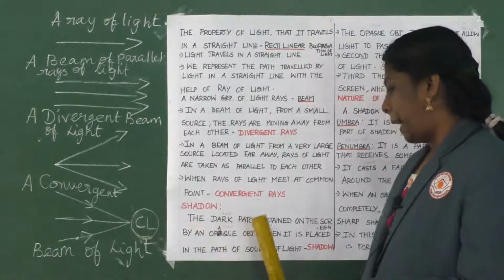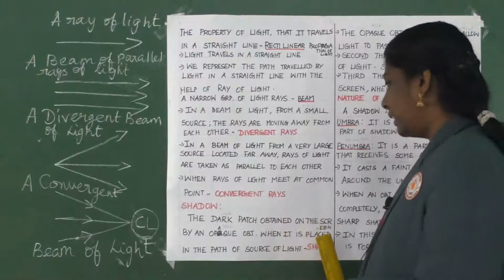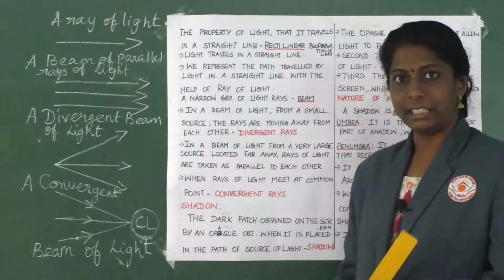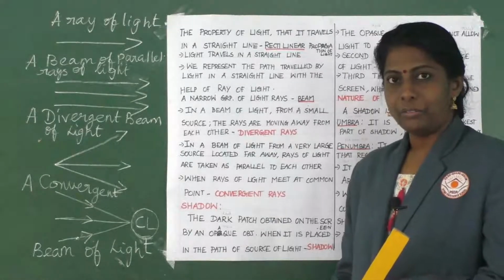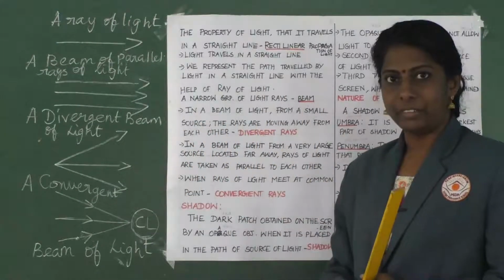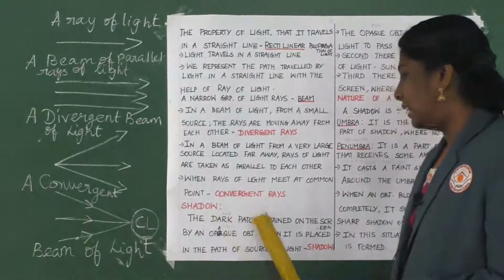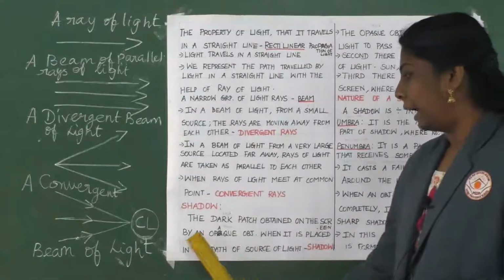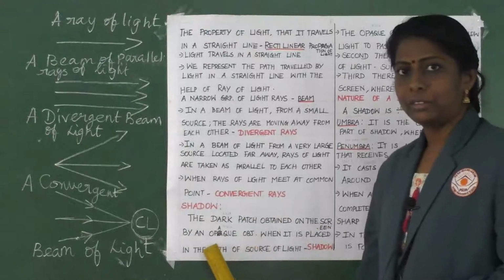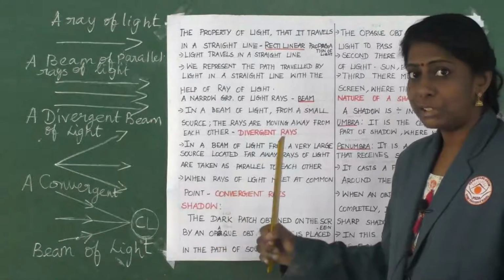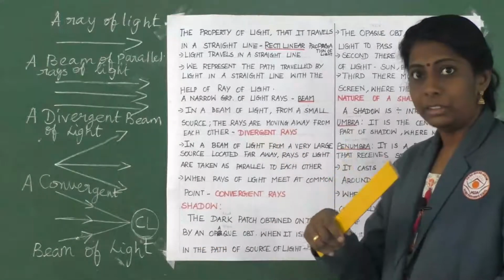The dark patch obtained on the screen. Is it not? We all can see our own shadow. Yes. So, the dark patch obtained on the screen by an opaque object. What do you mean by the word opaque? Which does not allow light to pass through it.